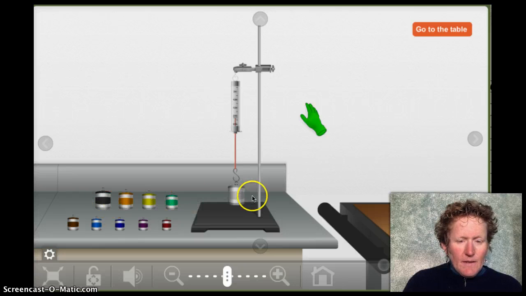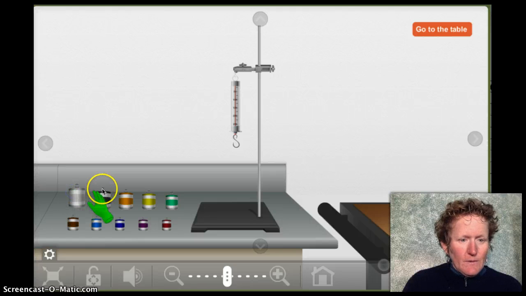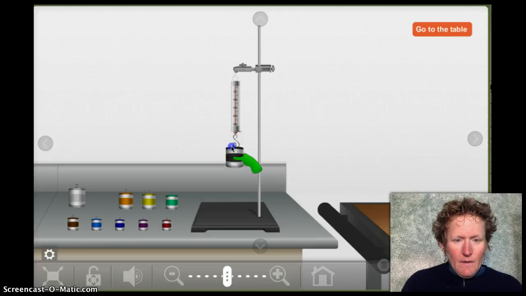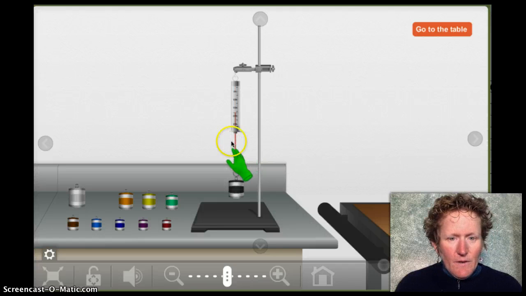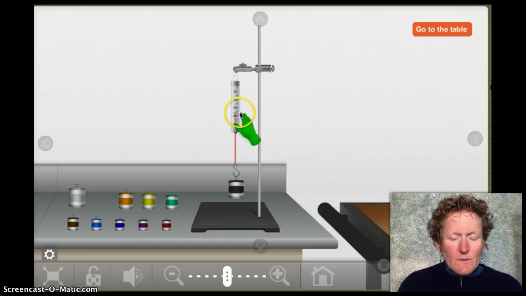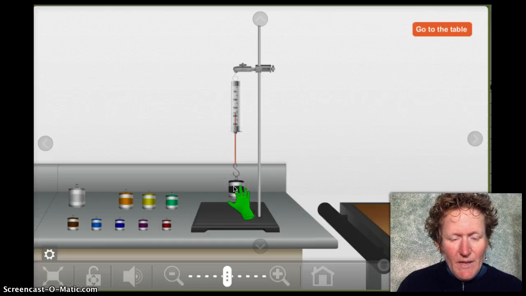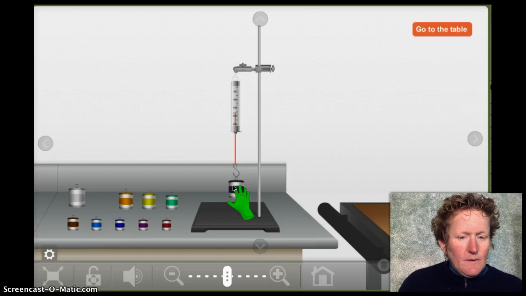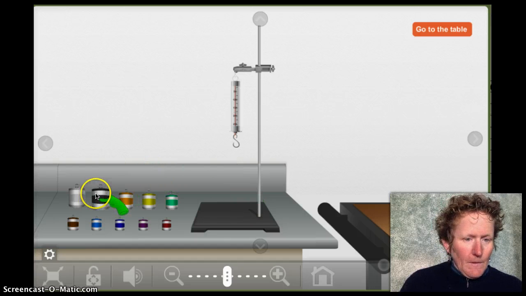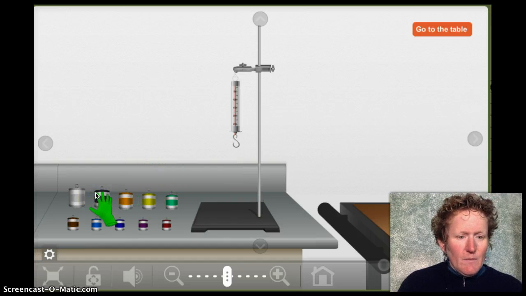Here is the next mass. We'll take the silver mass off. That was our 20 Newton mass. Here's a mass that's slightly less massive, and we can see that the weight is also less massive. That looks like about 18 newtons to me. So the weight of this particular mass, how hard gravity is pulling down on this particular mass on this particular planet, is 18 newtons. So you can fill that in on your table.